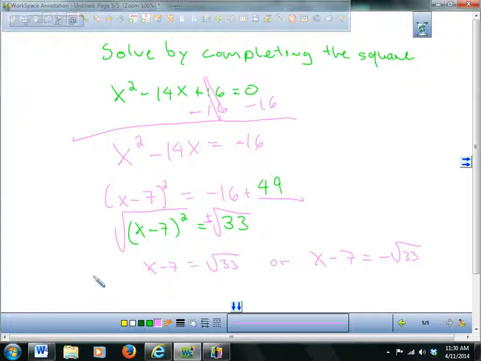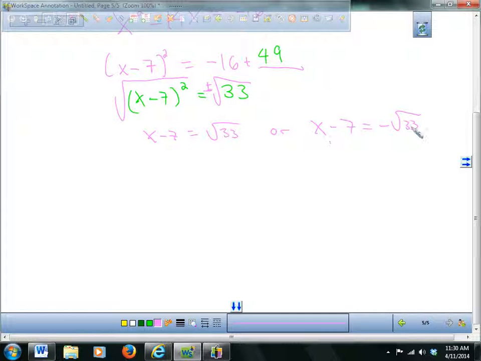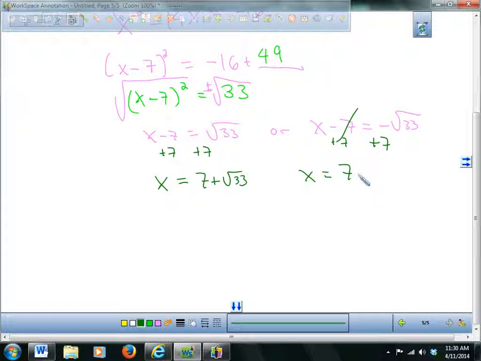Get that? Good. And then I want to get x by itself. So what do I do with the x? I add 7 to both sides. I'm going to add 7 here, here, and here. Now generally what we do is you put this 7 in front of the square root. So x equals 7 plus square root of 33, or x equals 7 minus the square root of 33. I've added 7 to both sides, and that makes the minus 7 go away. And if you put that in your calculator, you'll get some answer there.